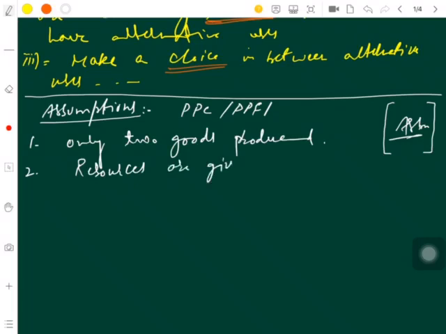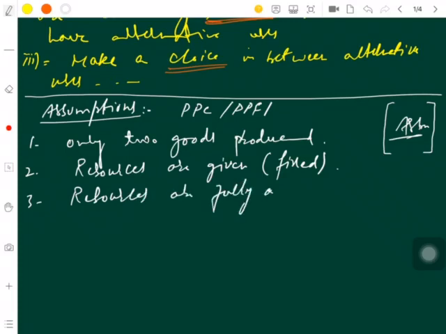to make you understand the next thing. Okay. Resources are given or fixed. The resources which we have are fully and efficiently employed. That means used. It does not happen in any economy, but still we will assume that whatsoever is given, the technology, the resources, are being used properly and efficiently.